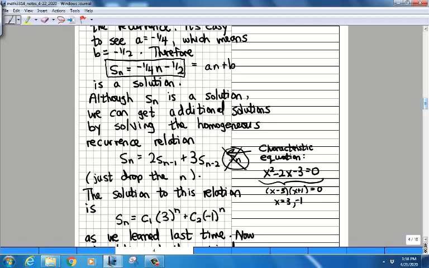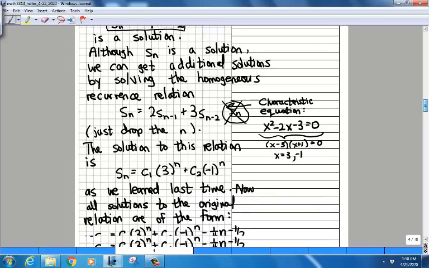So what do we know the solutions to the homogeneous recurrence relation are? It would be s sub n is equal to some constant times, take the first root, this is 3, raise it to the nth power, plus a second constant times, take the second root, minus 1, and raise it to the nth power.